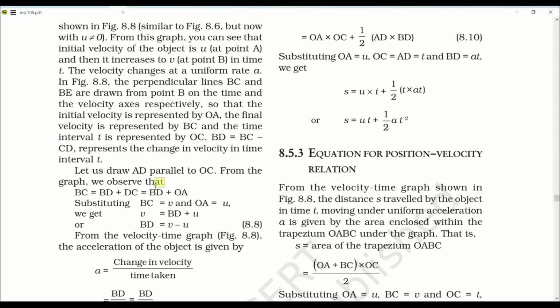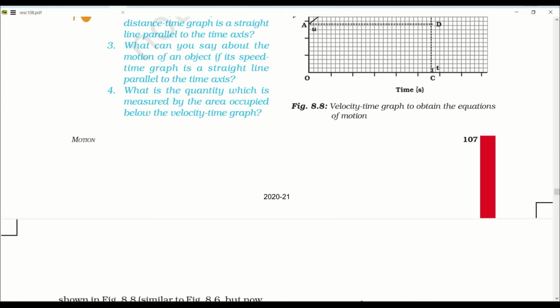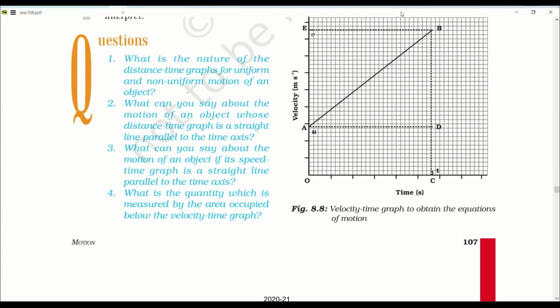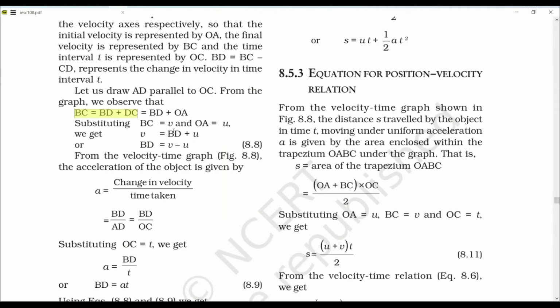Also the total distance BC: from B to C you can see two parts, first part BD, second part CD. If you add both of them you will get BC. Substituting BC is equal to v and OA is equal to u, v is equal to BD plus u, so BD is equal to v minus u.